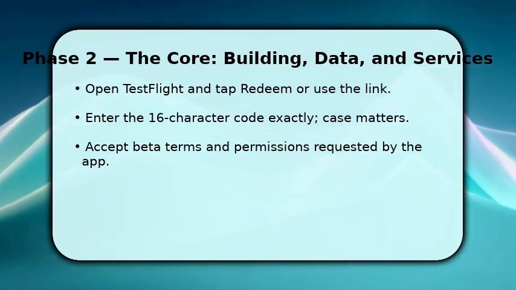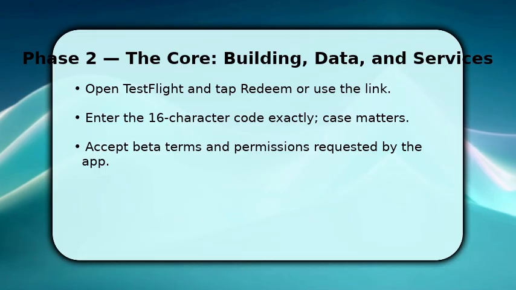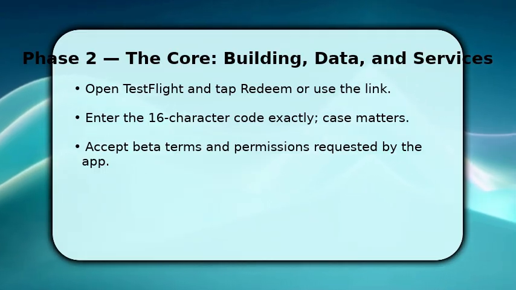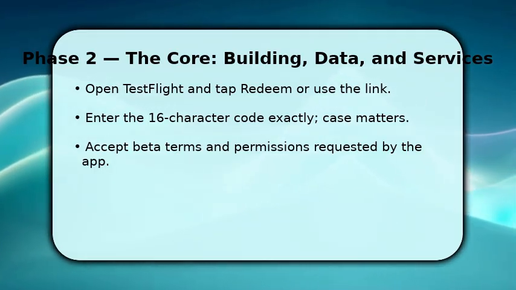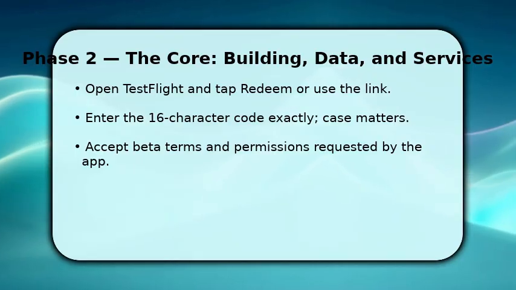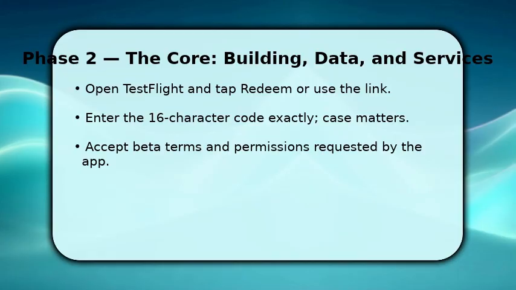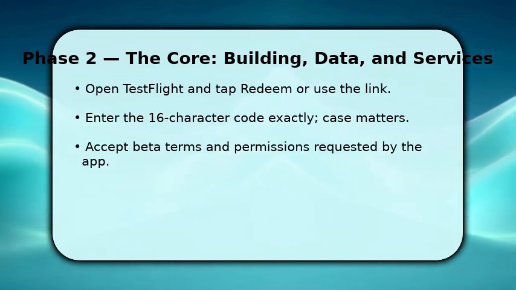After the code is validated, accept the beta testing terms and any app permissions. This allows installation. Make sure to read permission prompts. They govern notifications, location, or camera access, so the app functions correctly once installed.